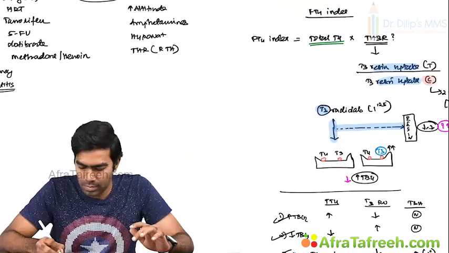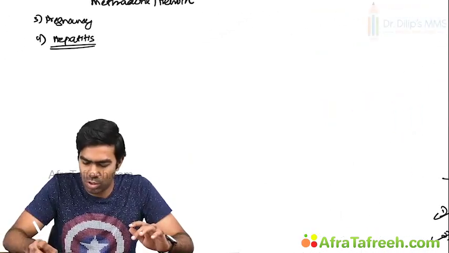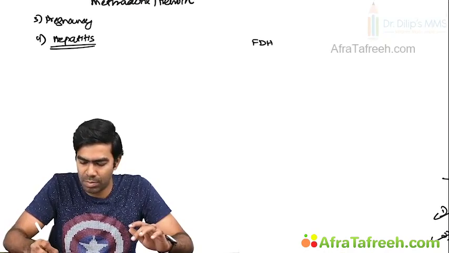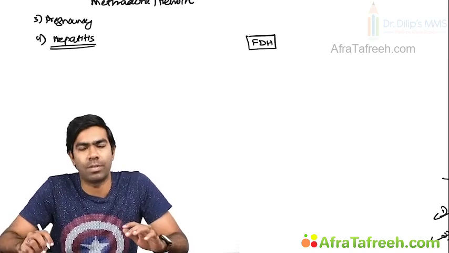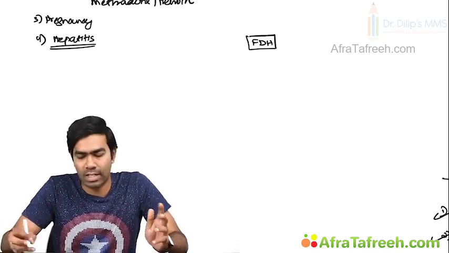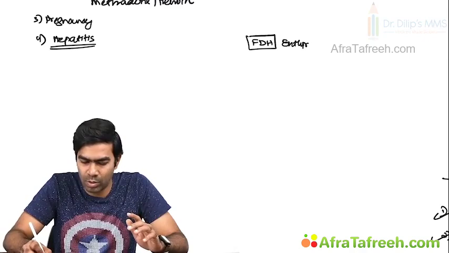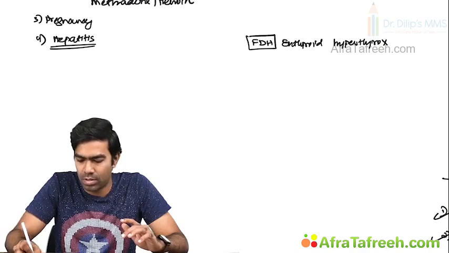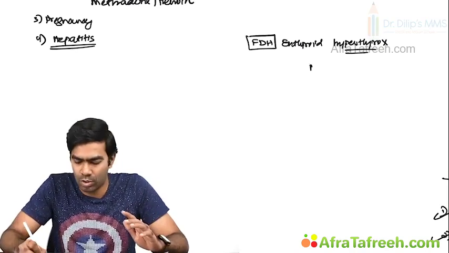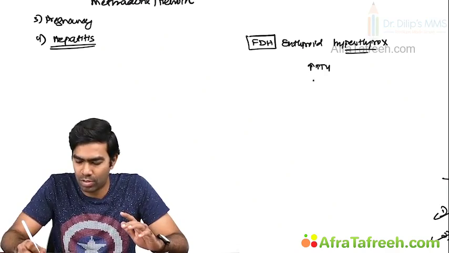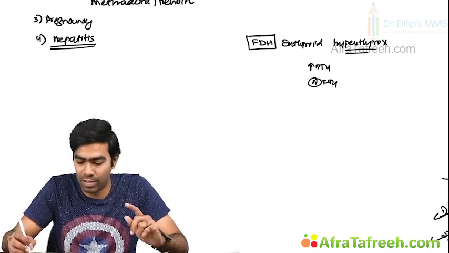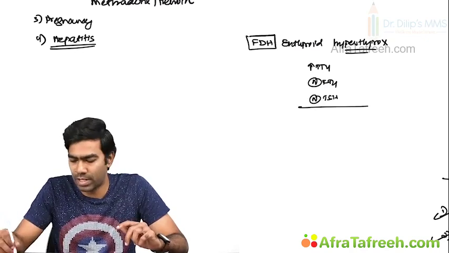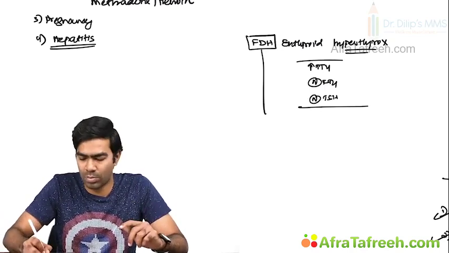So clear? I purposefully didn't tell about one important disease, that is familial dysalbuminemic hyperthyroxemia. This is a condition that is classified under euthyroid hyperthyroxemia. So what you expect is that your total T4 will be high, while your biological free T4 and TSH must be normal. Yes, that's what happens here as well. So what is the problem here?